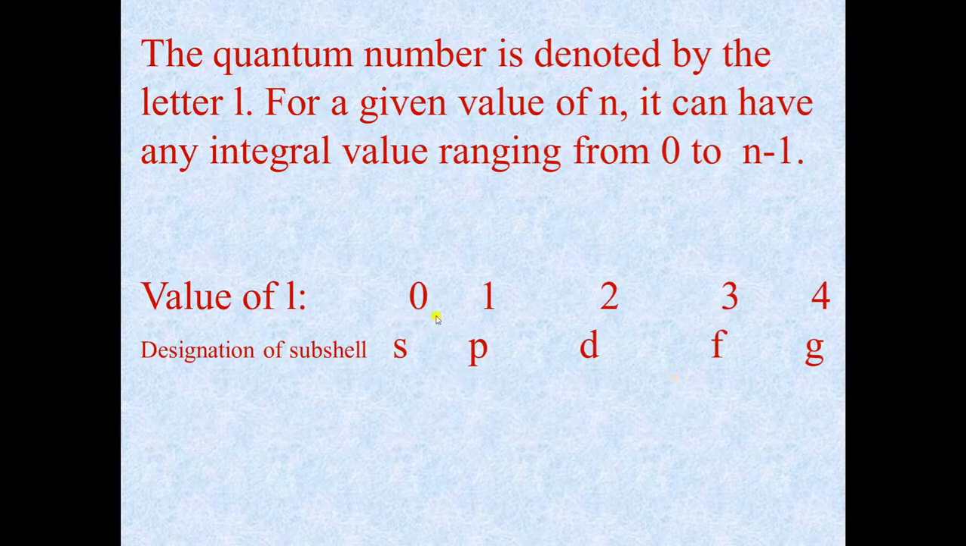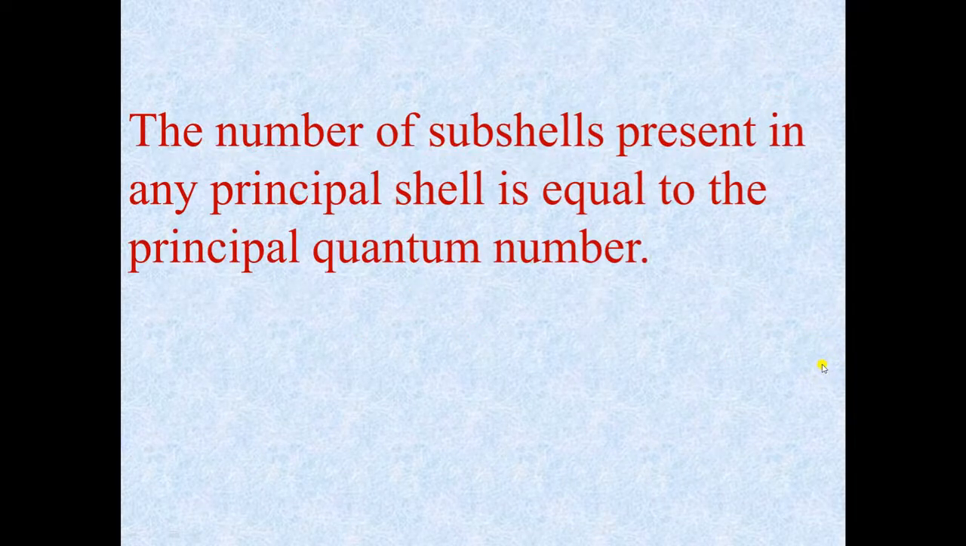Now, if value of l is equal to 0, then it is designated as small s. If value of l is equal to 1, then it is designated as p. If it is 2, then d, 3 with small f, 4 with small g. Number of subshells present in any principal shell is equal to the principal quantum number.